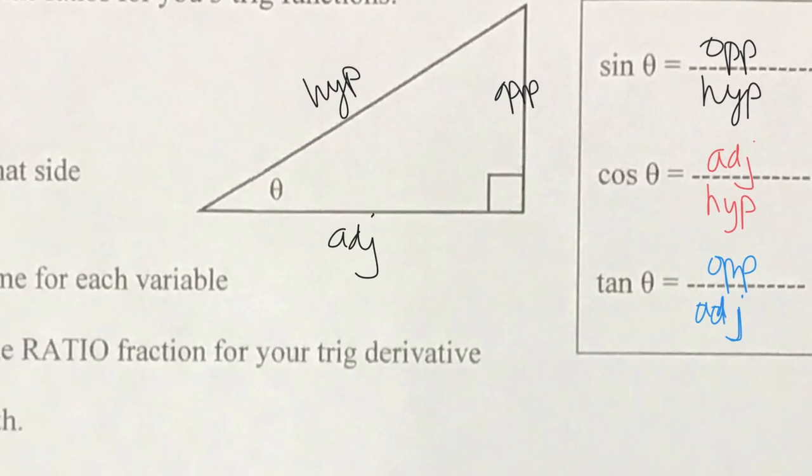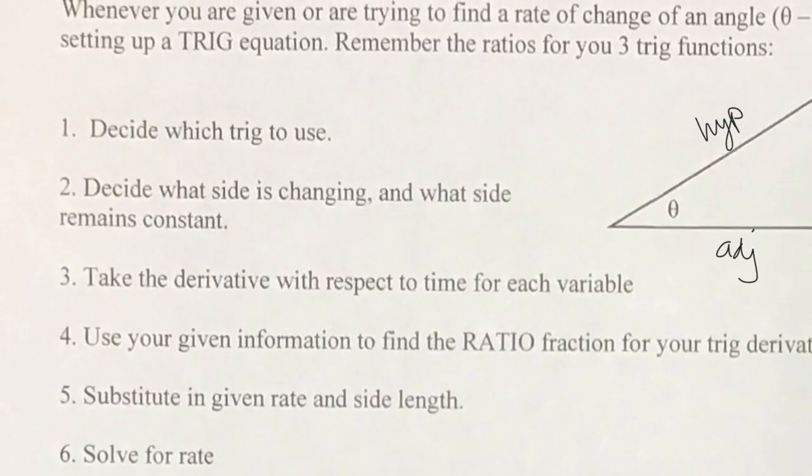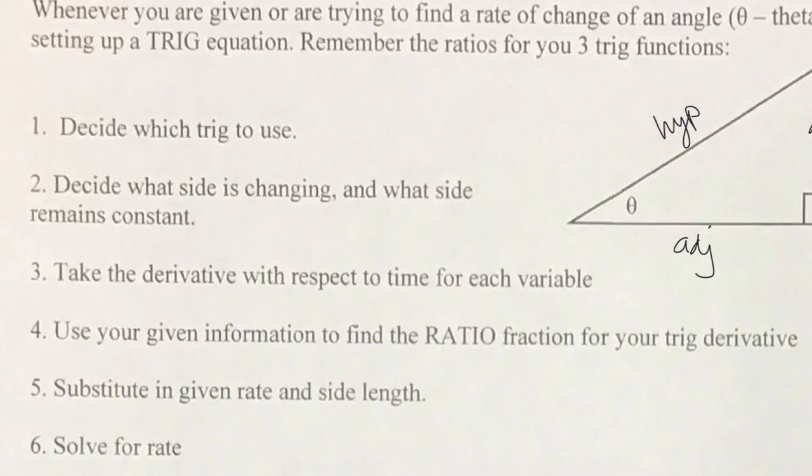Okay, so let's look at our steps. Here are your steps when we are doing these angle rate problems. Number 1, decide what trig to use. What 2 sides do we know? One side will probably be constant and the other side will be changing. Identify your sides. Decide what side is changing and what side remains constant. Boom, simple. And then this is where we're going to set up your trig ratio.